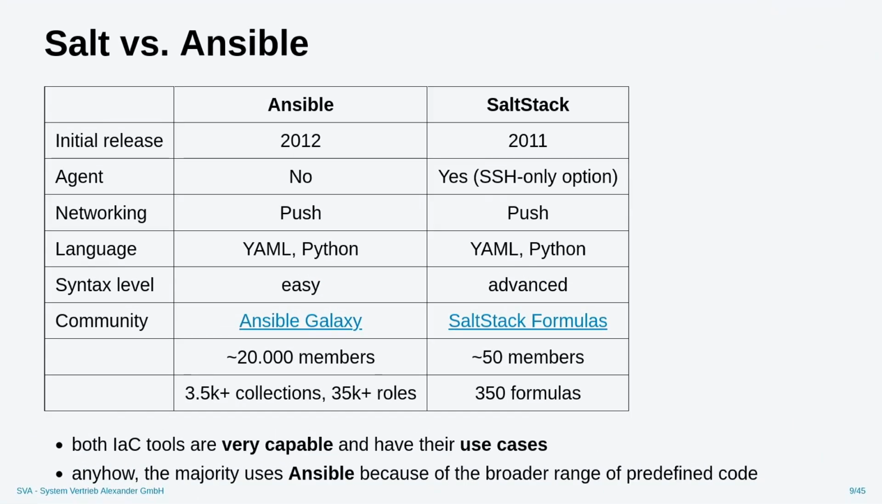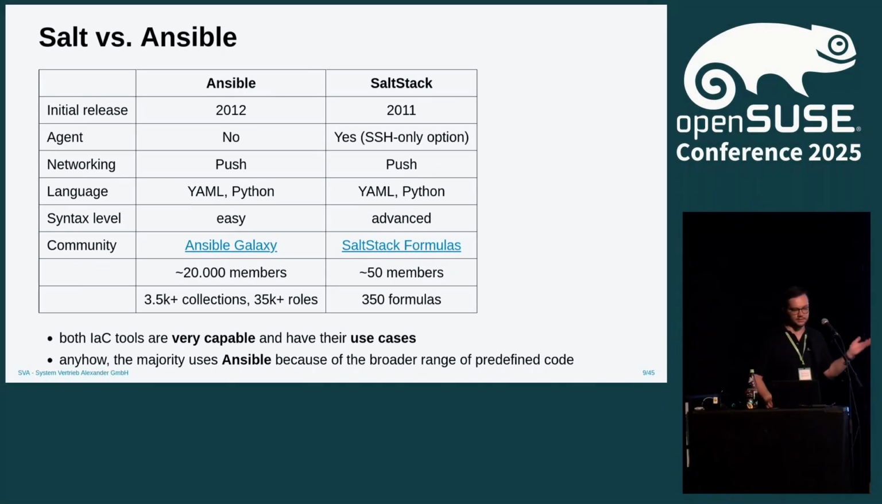That's even older and longer out there. Some people still use Chef these days, I guess, and SaltStack and Ansible are both nearly the same age. They were introduced in 2011 and 2012, and while Ansible does not need an agent, you just need Python and SSH or WinRM, SaltStack offers an SSH-only option, but usually you have an agent called the Salt Minion. And both designs are in a push manner, which means that you, as the administrator, push out your changes and the system's getting configured.